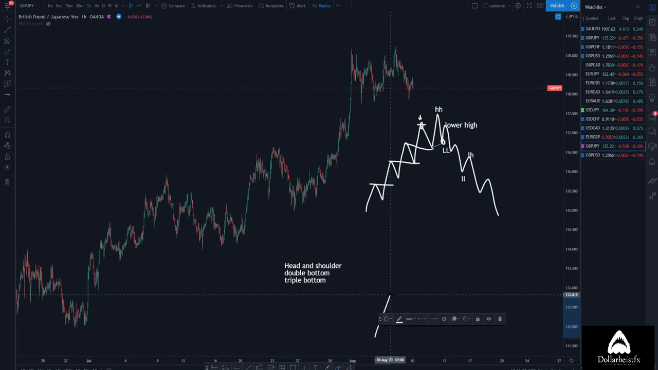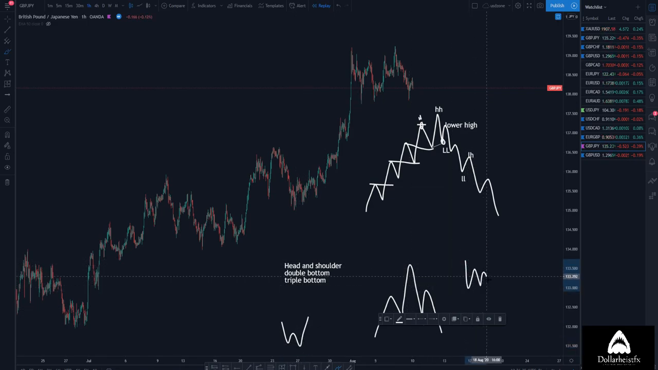I'm bad at drawing. I'm so sorry. This is head and shoulder. This is a double bottom. This is triple bottom. Okay. The reason why I call it triple bottom is because it has three touches.